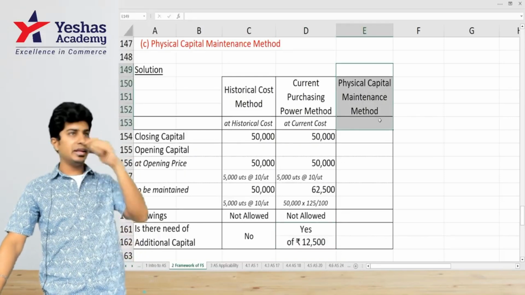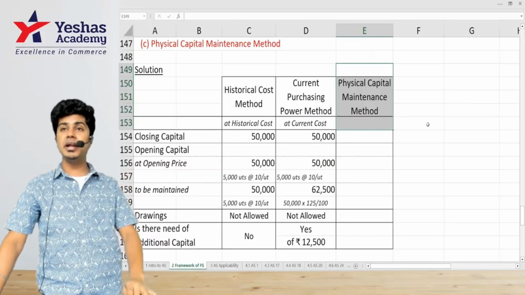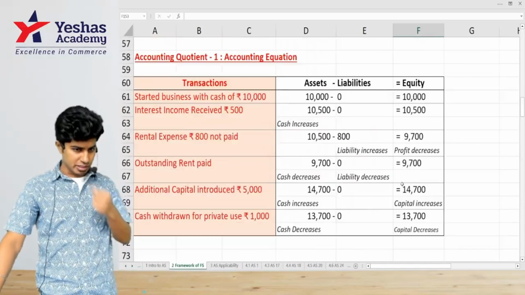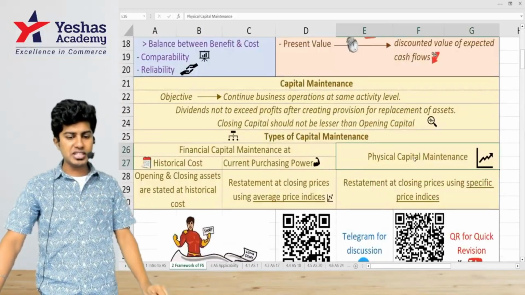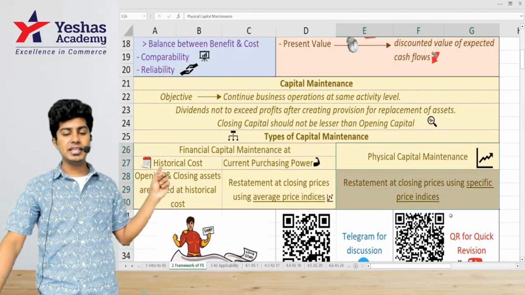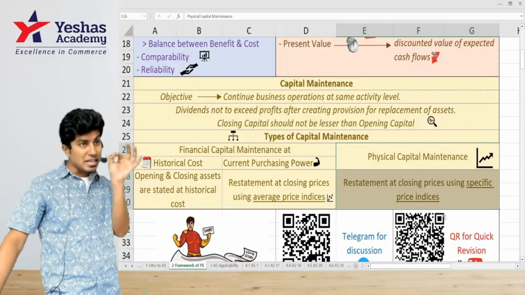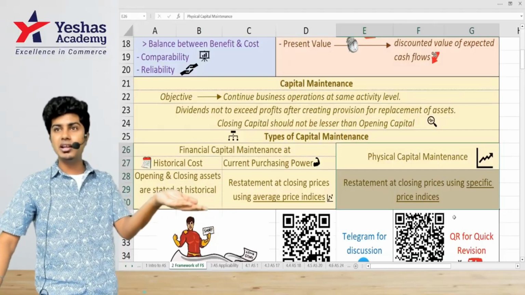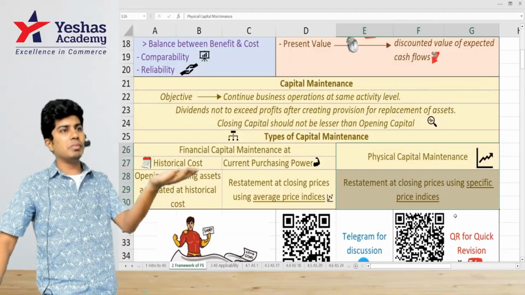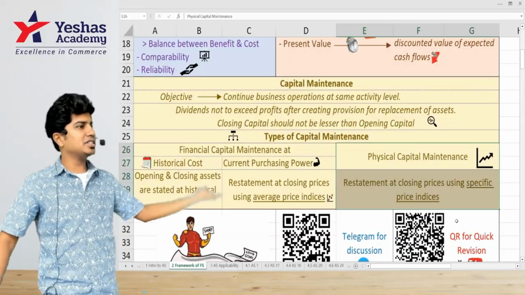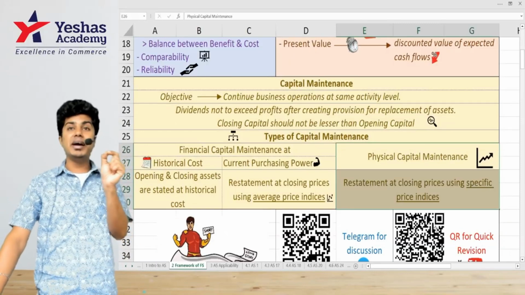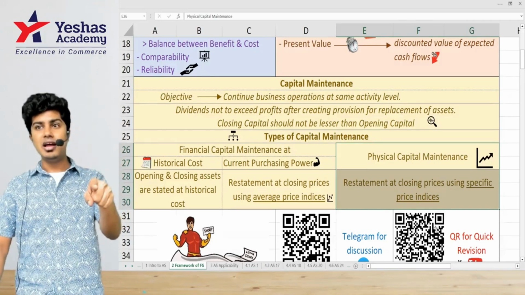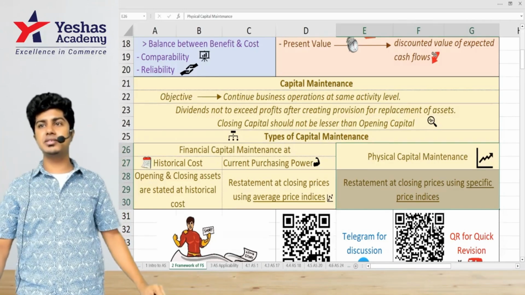Under physical capital maintenance, like we discussed a little while ago, it should be maintained at closing rate, according to the theory we discussed here. Tell me, physical capital maintenance should be recorded at what price? Specific price index. Closing rate is the rate on the closing date. On the closing date, I'll go to the market and ask what is the rate. Whatever the rate is, it's the specific price. I'm identifying the price specifically for the product I'm dealing with. I'm not taking the average price index.